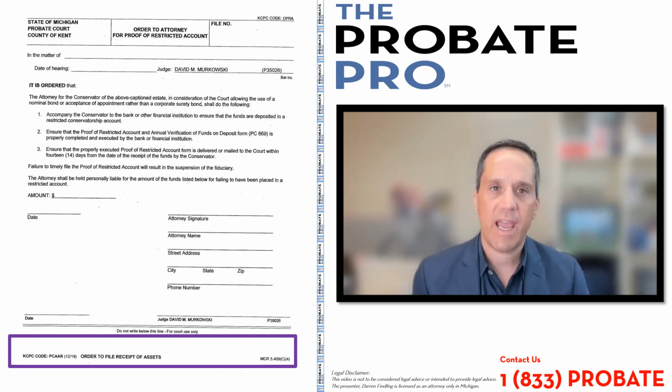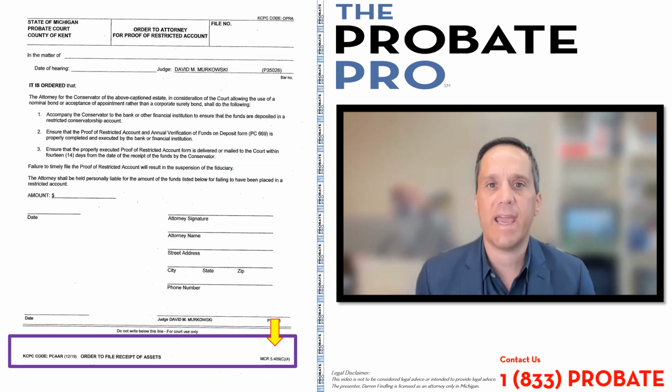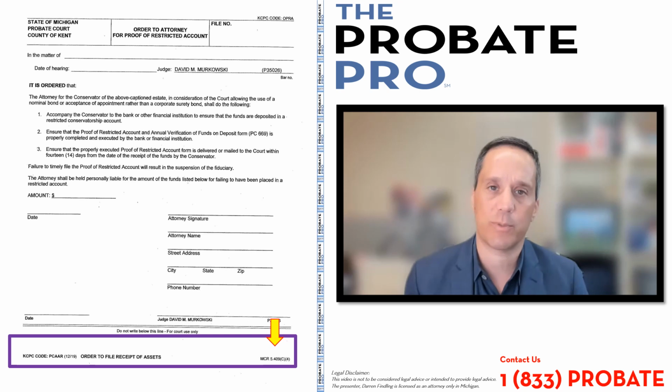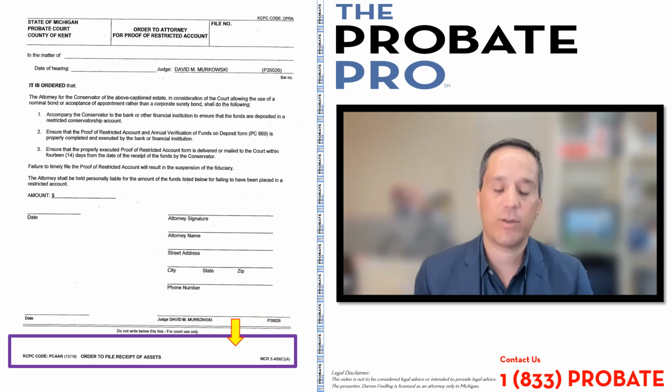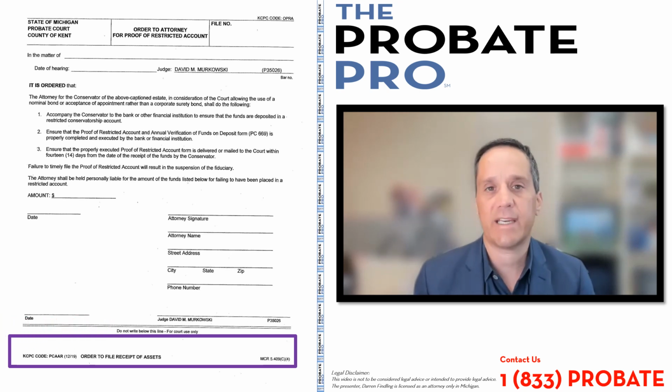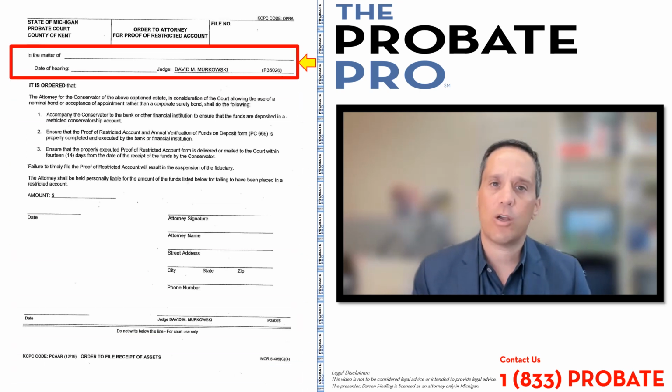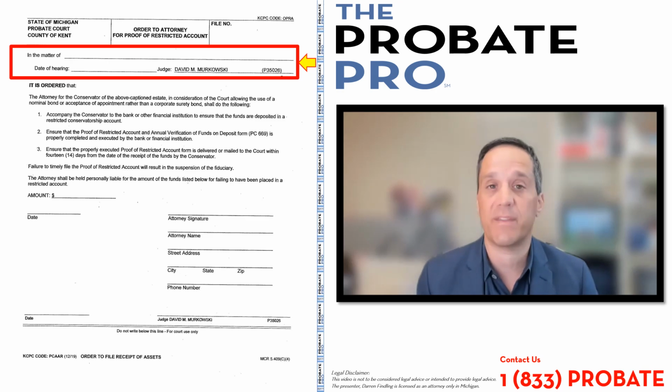As you can see, at the bottom in the purple, there is a court rule that is specified, MCR 5.409(C)(4). This is the controlling court rule as it relates to bonds. And then you can see the name of the form itself, as well as the Kent County Probate Court's form code that they use for this particular form. The form is used with Judge Murkowski, and at the top it asks for the "in the matter of." That's simply the name of the conservatorship estate and then the date of the hearing.